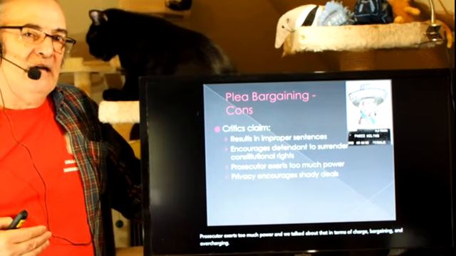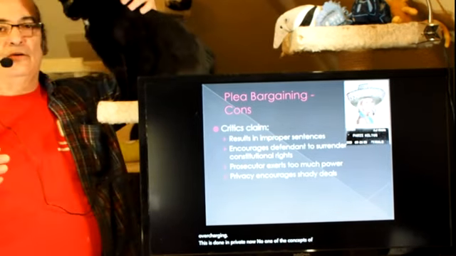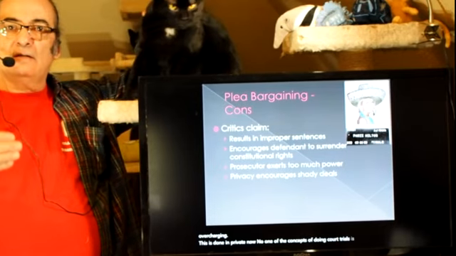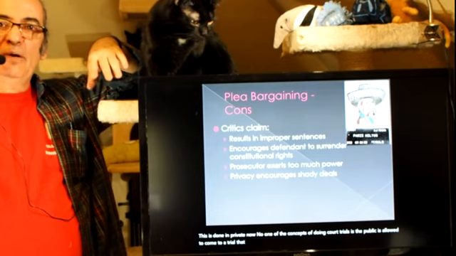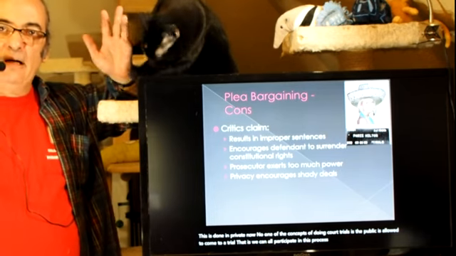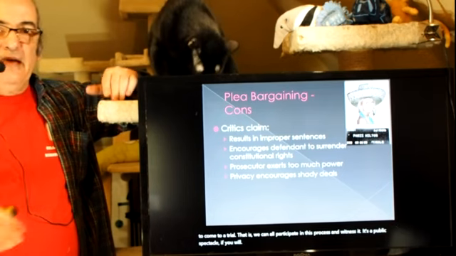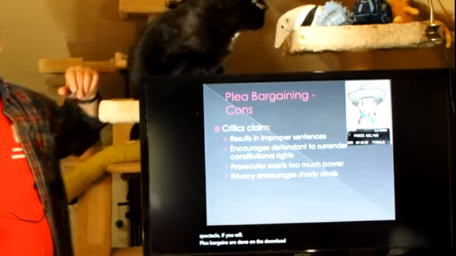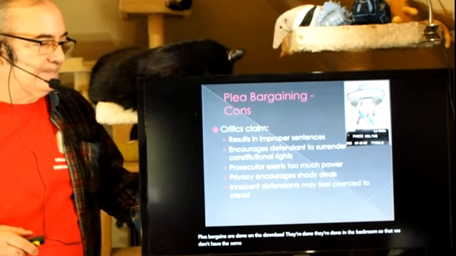This is done in private. Now note, one of the concepts of doing court trials is the public is allowed to come to a trial. That is, we can all participate in this process and witness it. It's a public spectacle, if you will. Plea bargains are done on the down low. They're done in the back room so that we don't have the same view of what's occurred.